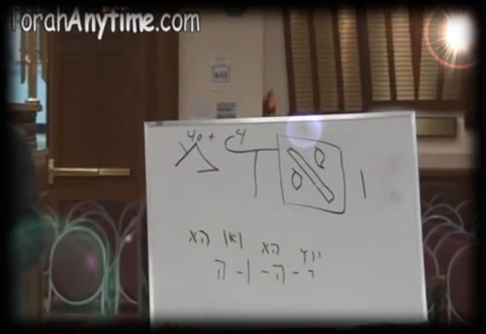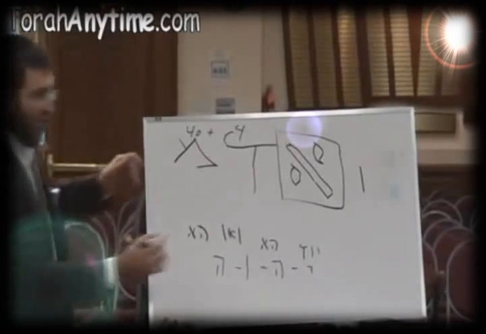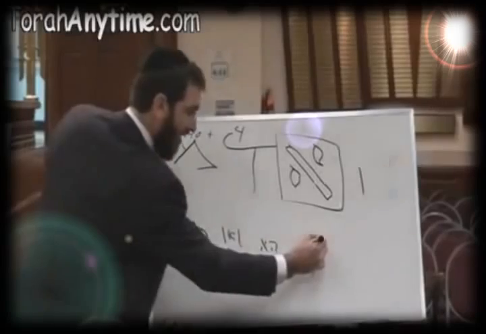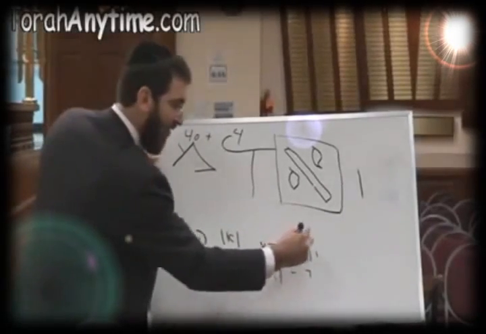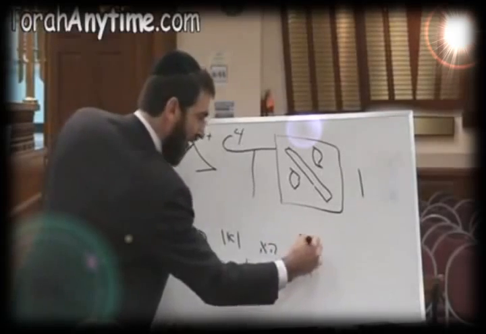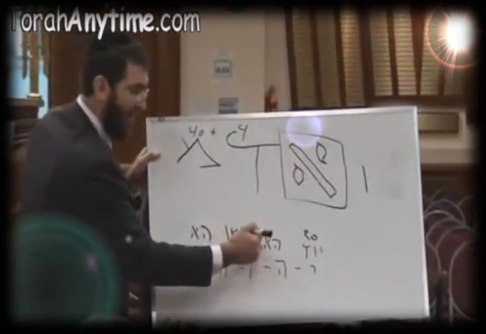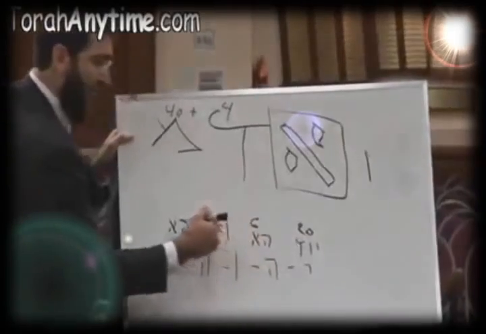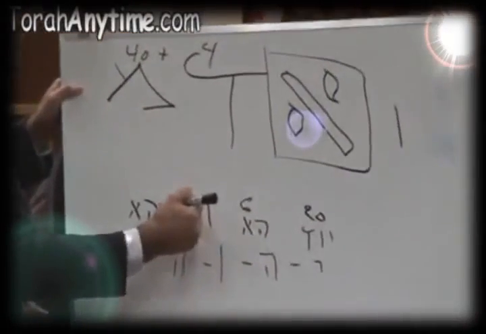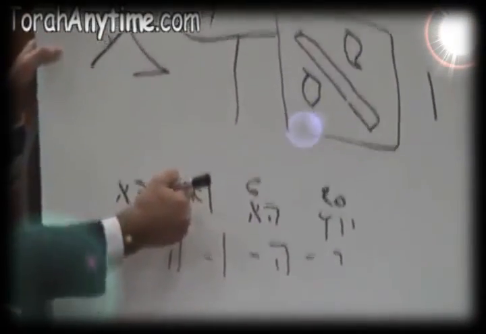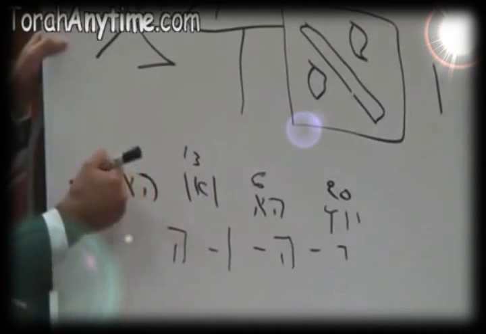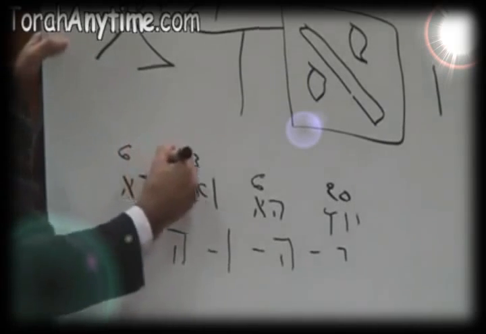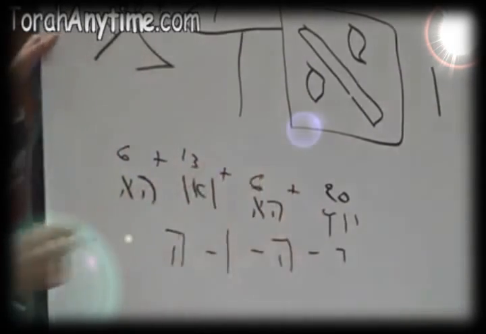Now let's do a little numerical analysis of this, everybody. Yud is what? 10. Vav is what? 6. Dalet is what? Together it is 20. Hey is what? 5. Aleph is 1. Vav is what? 6. Aleph, Vav, together is 12 plus 1 is 13. Hey, 5. Aleph, 1. Add this together for me. 45. Now that's interesting. You know why?